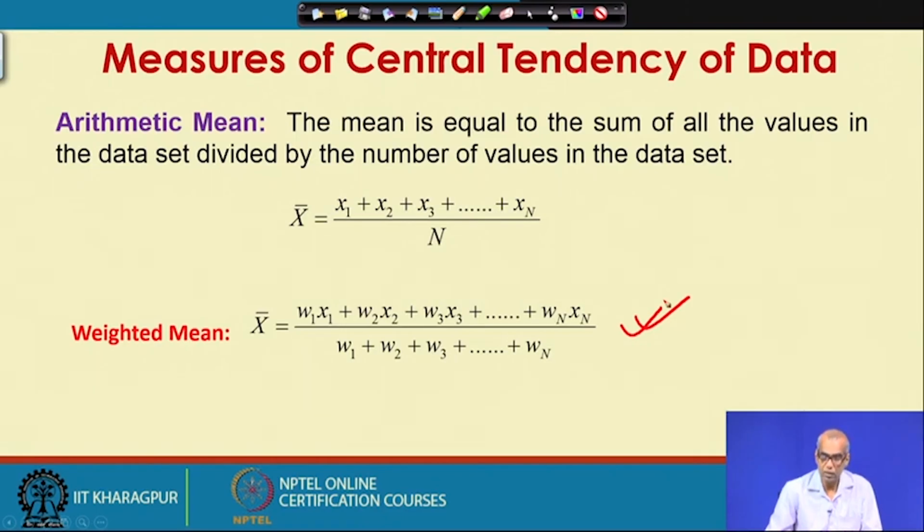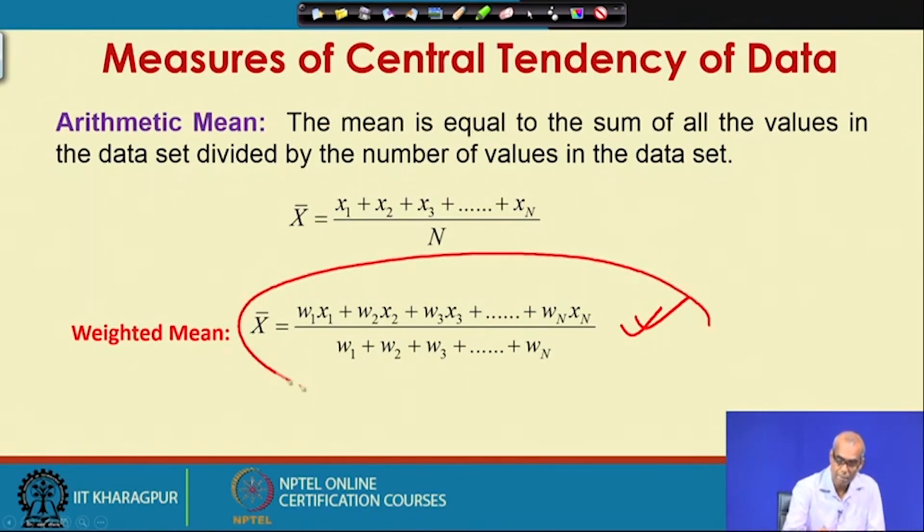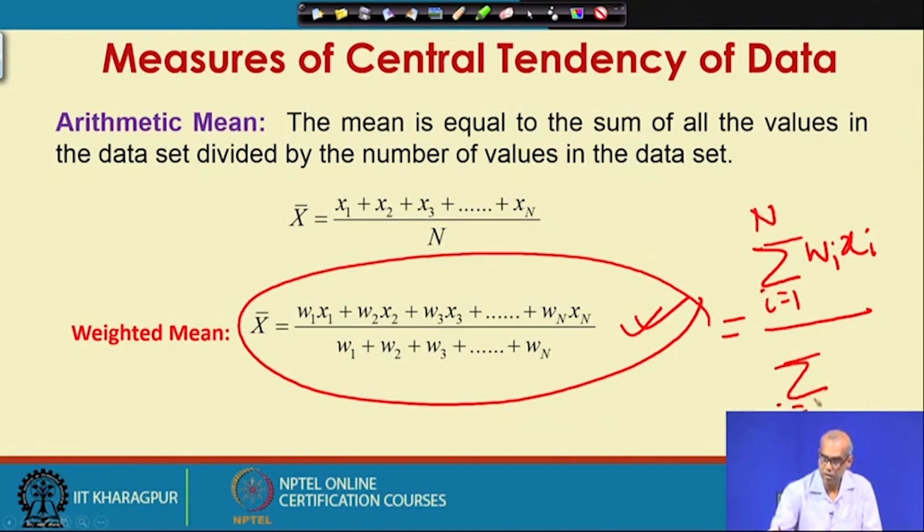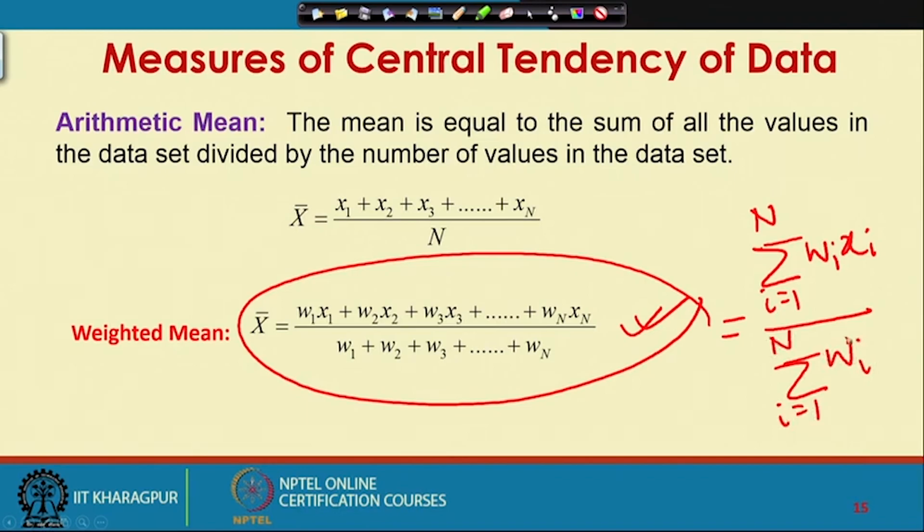So, weighted mean is defined as (W1 x1 + W2 x2 + ... + Wn xn) divided by (W1 + W2 + ... + Wn). You can write this as the sum of Wi xi from i equal to 1 to n, divided by the sum of Wi from i equal to 1 to n. So, this is weighted mean.